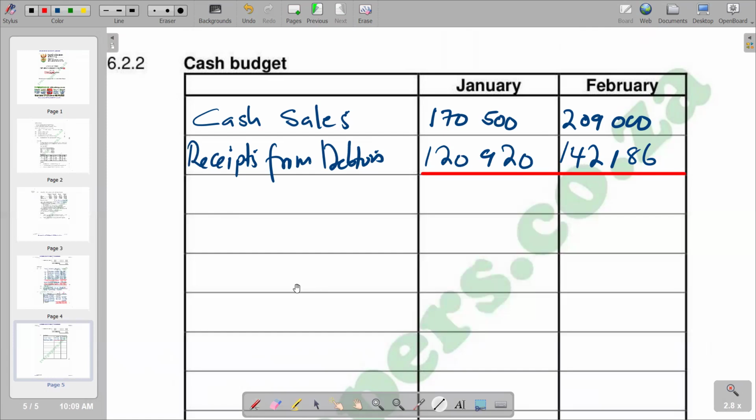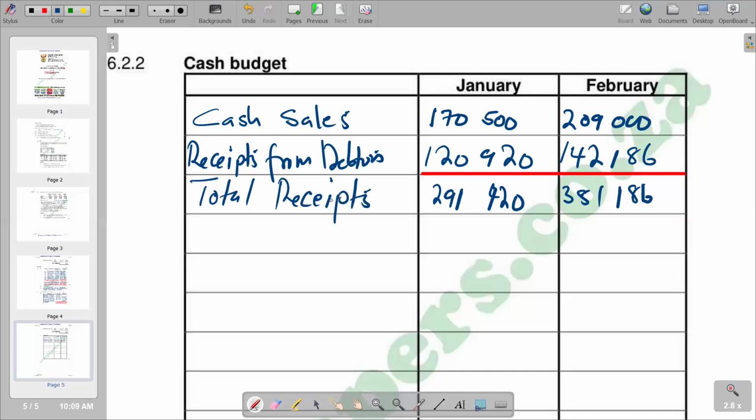So if we add, you're going to see that for January, you get the two figures, and your answer is 291,420. And then for February, you add again the two receipts, and your answer is 351,186. And the description is total receipts. So this is what we want for that part.